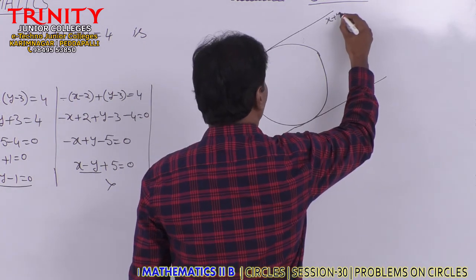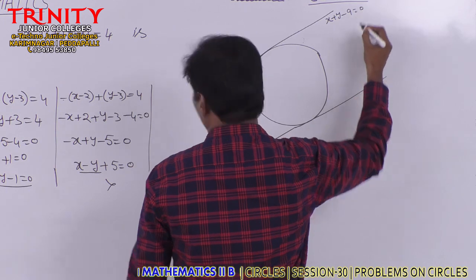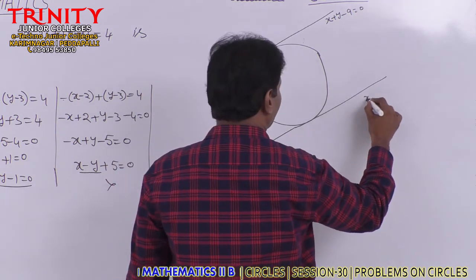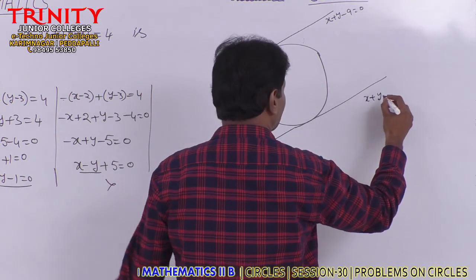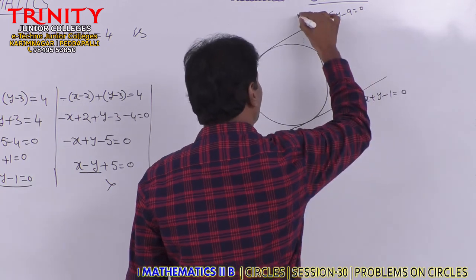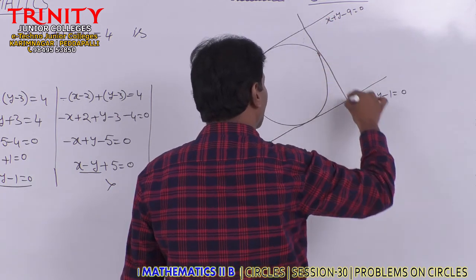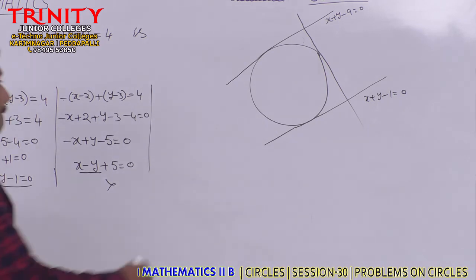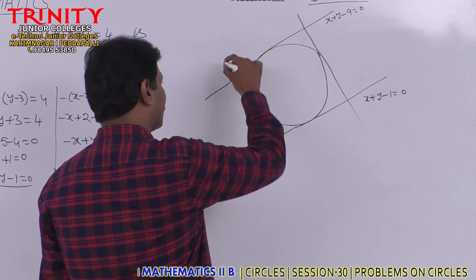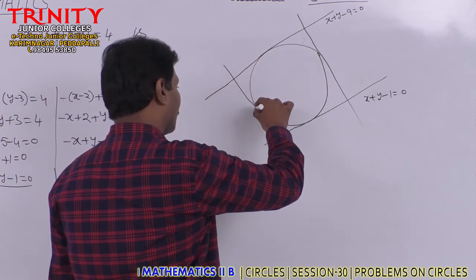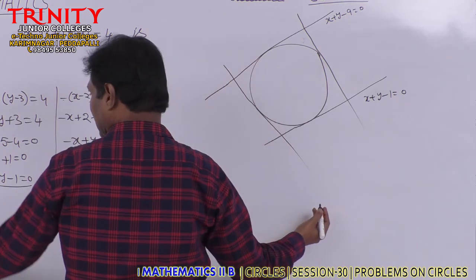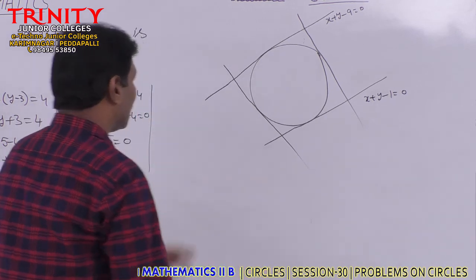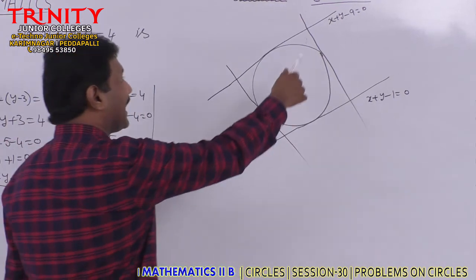This is x plus y minus 9 equal to 0. This is x plus y minus 1 equal to 0. The remaining 2 lines are also parallel. These 2 lines are perpendicular to each other. This is x plus y, this is x minus y. These are 2 lines. These 2 lines are parallel.